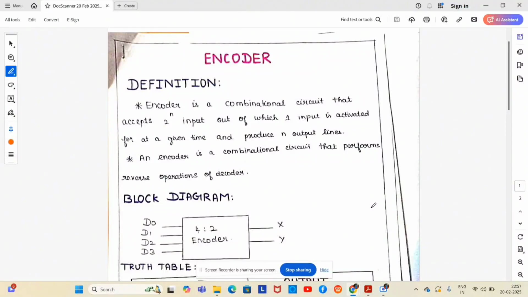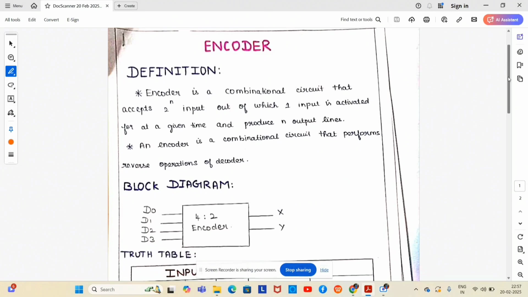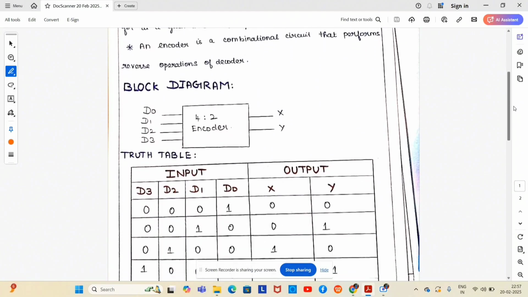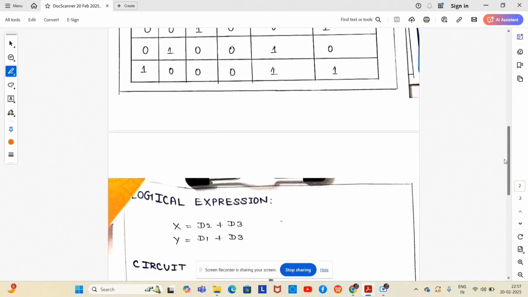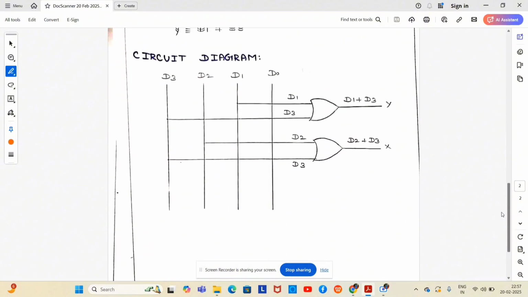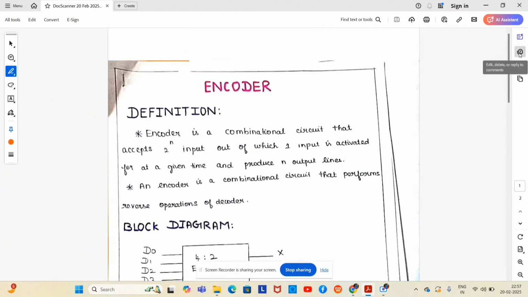Now let us discuss about encoder. Now we have to see the definition of encoder, block diagram, truth table, boolean expression and circuit diagram of encoder. So what is encoder? What is the definition of encoder?